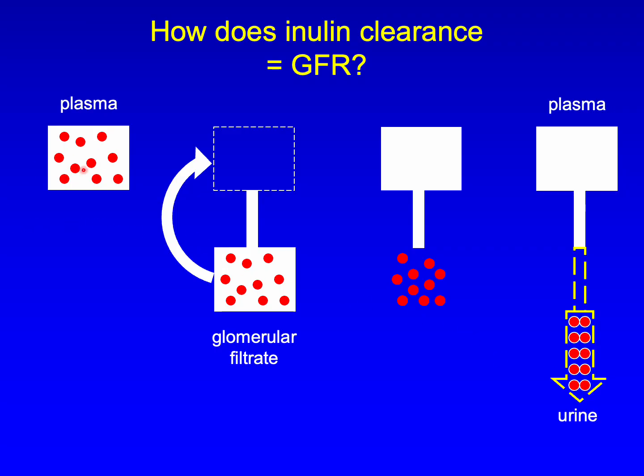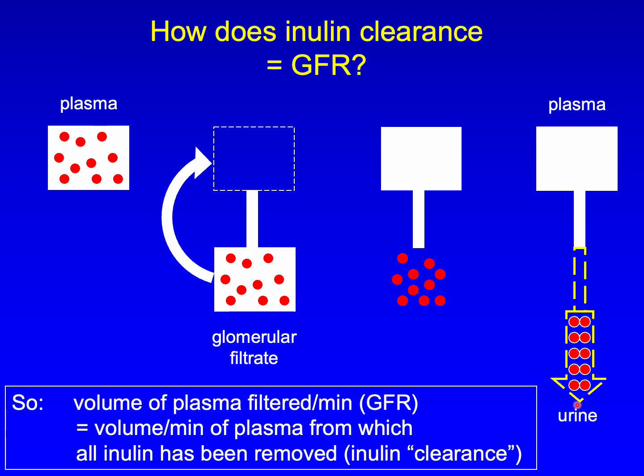Notice that every time you filter molecules of inulin, they end up in the urine while plasma volume doesn't change. And the total amount filtered in milligrams per minute is going to equal the total amount excreted in milligrams per minute. So what this means is that the volume of plasma filtered per minute, in other words, the GFR, equals the volume per minute from which all inulin has been removed, which, remember, is the definition of inulin clearance. And so the simple UV over P calculation of inulin clearance gives you the GFR.